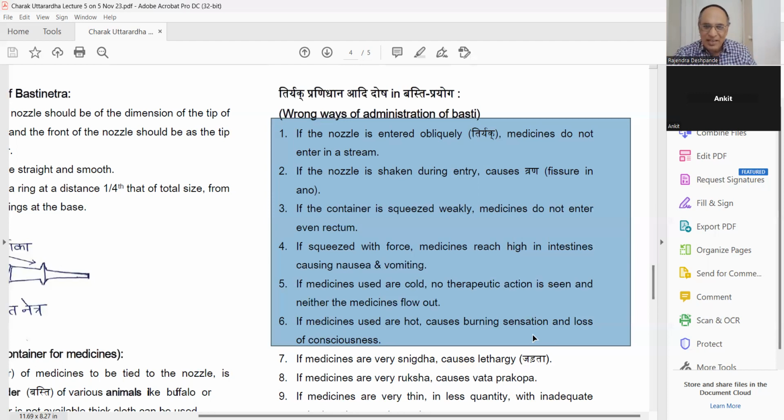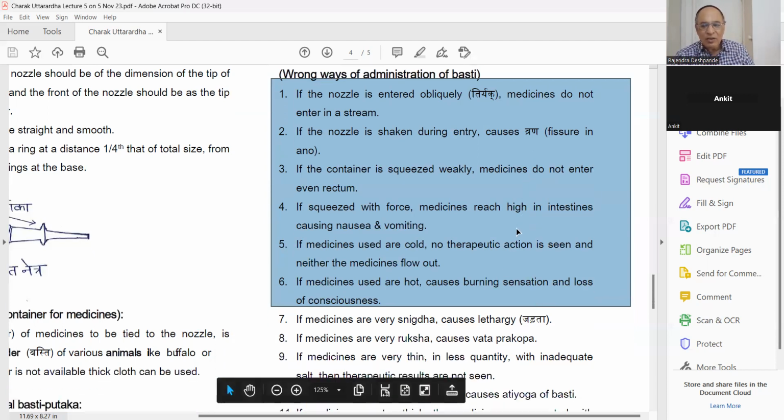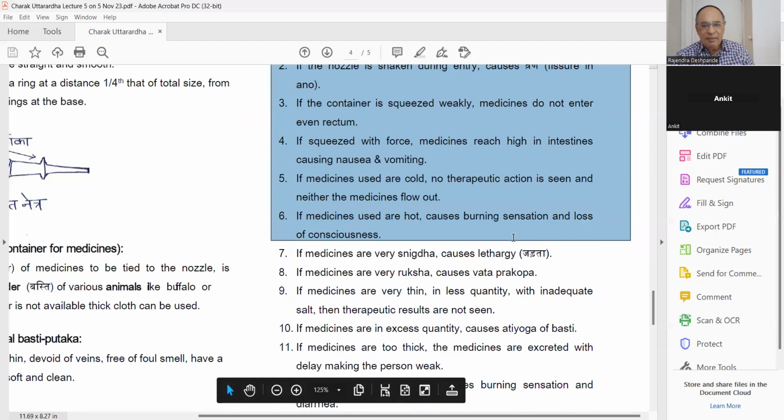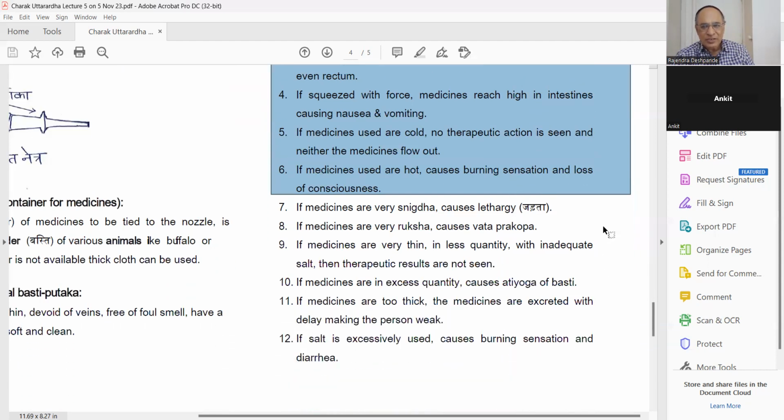I think that part is very clear. Okay. Now we will go further. We are talking about the Basti, medicated enema, procedure, and the complications.